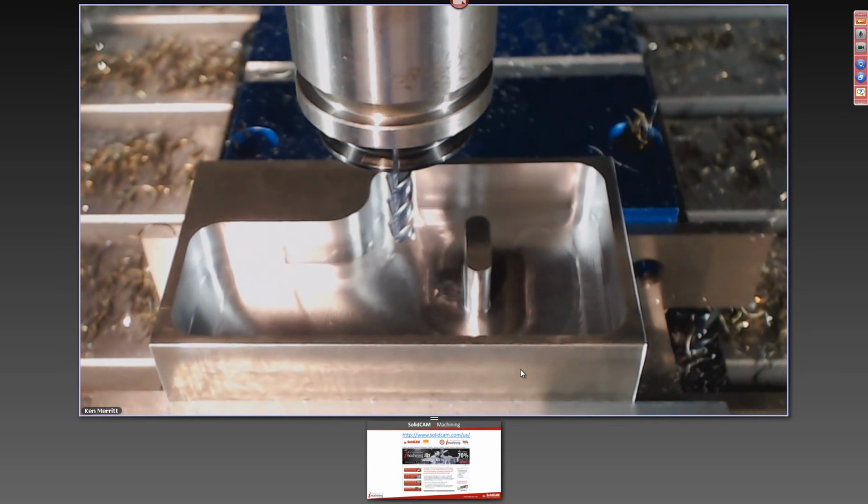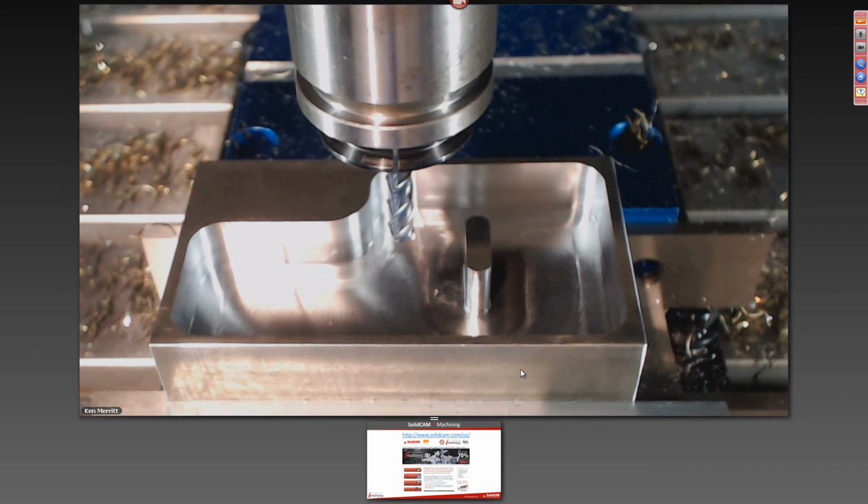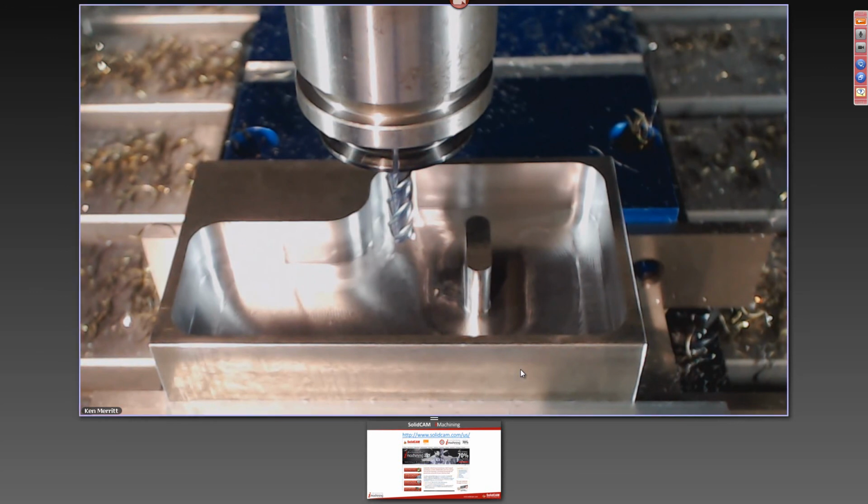Okay, but you can see how much material was removed out of there, and it was 4 minutes and 54 seconds. I mean, what an amazing cycle. Every time I see it, it really blows my mind. I get a smile from ear to ear. It's amazing. It's crazy.